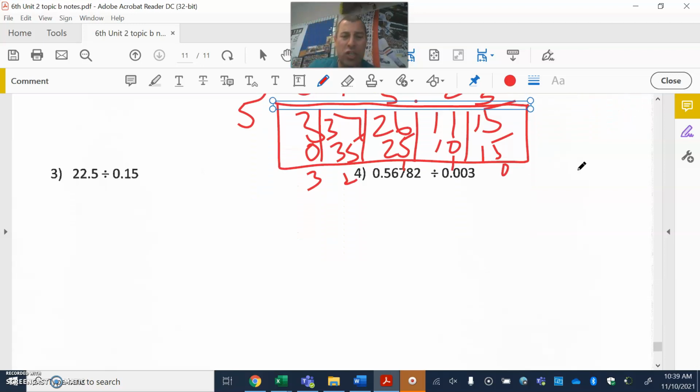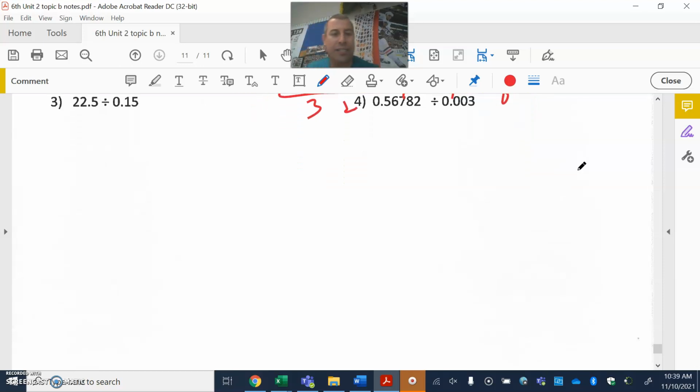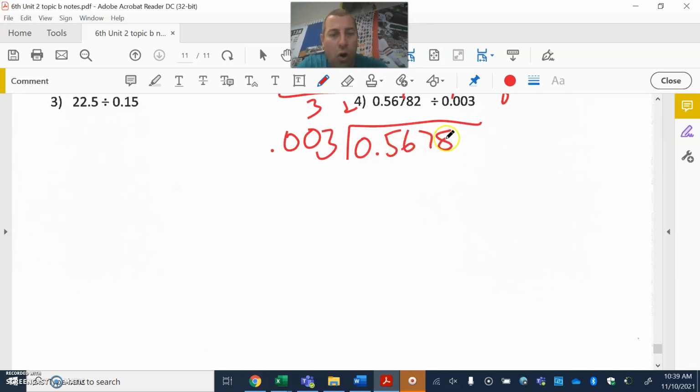Let's go after question number 4. I've got some room, so I'm going to do some long division here. Setup-wise, remember, the guy on the outside needs to be a whole number. So you can think, hey, it's 3,000. Let's multiply both numbers by 1,000.